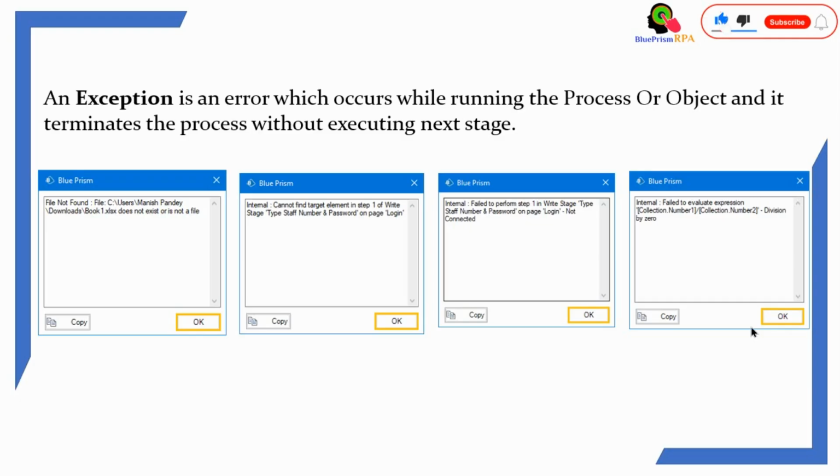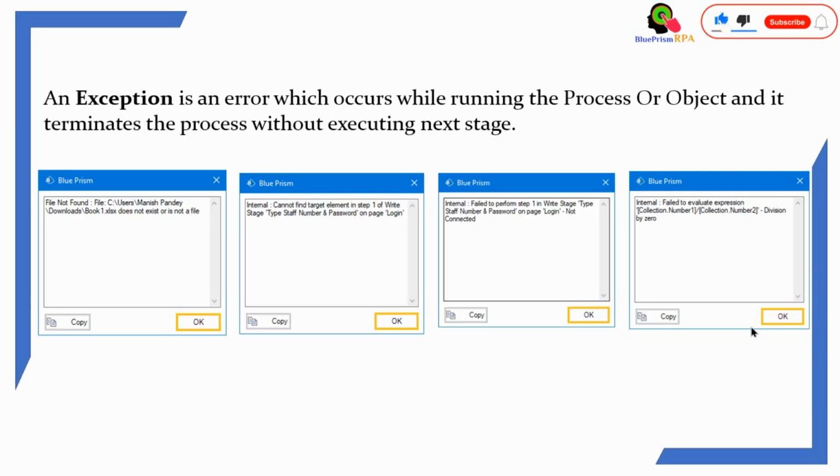If you see this exception, it says failed to evaluate expression collection dot number 1 divide by collection dot number 2, division by 0. So this is also one type of error, like a system exception. This is part of an internal exception, but these are all system exceptions. It means when we try to divide any number by 0, you will get this divide by 0 error. And this is not only for example, there are lots of things.